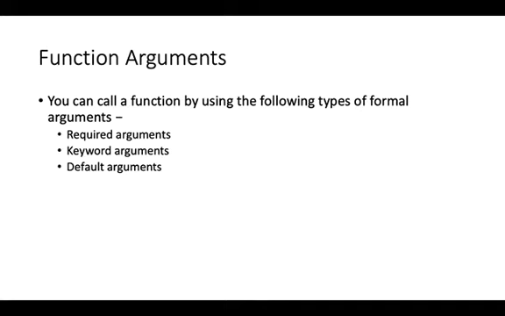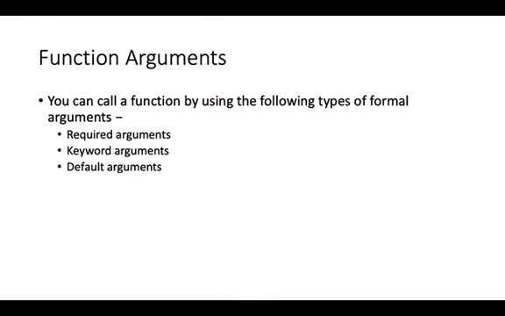So there are three kinds of function arguments. One is the required argument, which we just discussed. Another is the keyword argument, and the third one is the default argument. There can also be other types of arguments. Anyways, for now we will only restrict ourselves to these three arguments.